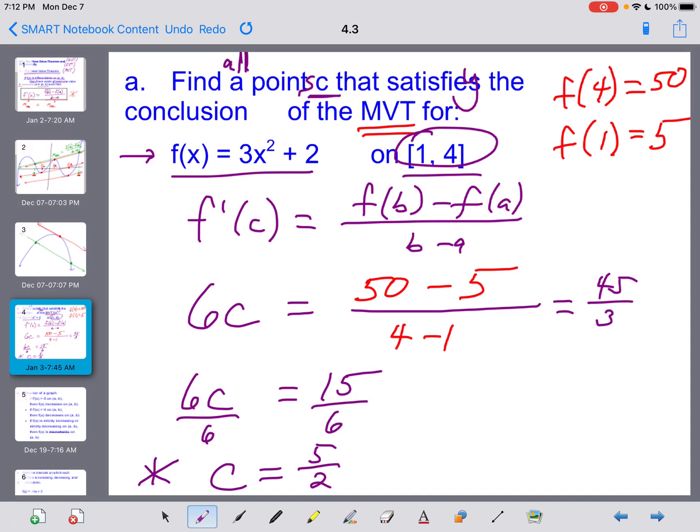And sure enough, 5 over 2 is 2.5. That is in between 1 and 4. So this, everybody, is our answer to that problem.